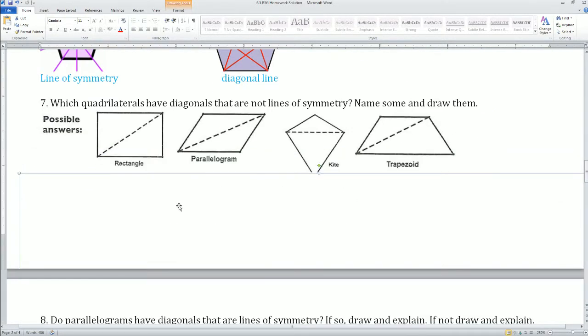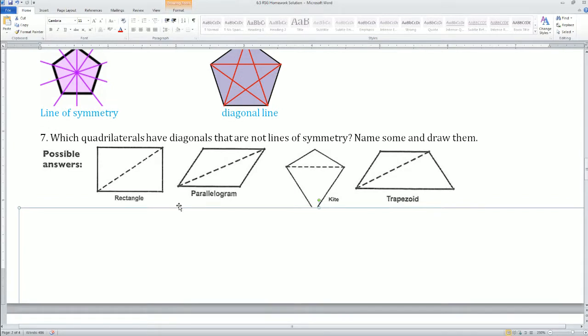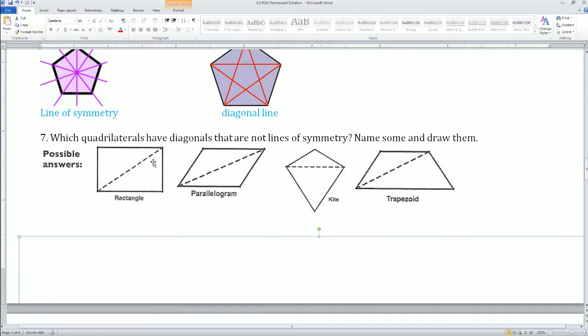Right, which quadrilaterals have diagonals that are not lines of symmetry? Name some and draw some. Right, here's the rectangle. This is a diagonal, which is not one of the lines of symmetry for a rectangle. Same thing for a parallelogram. Same thing for the kite. We did that from above. And this is a regular trapezoid. Okay, an irregular trapezoid works as well.